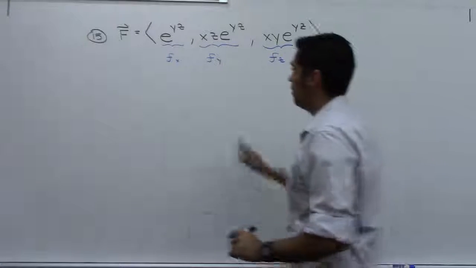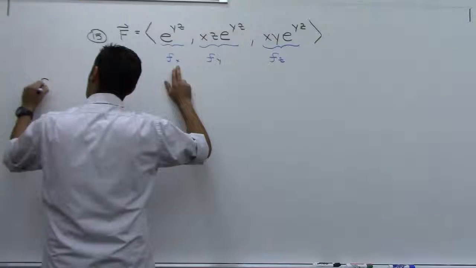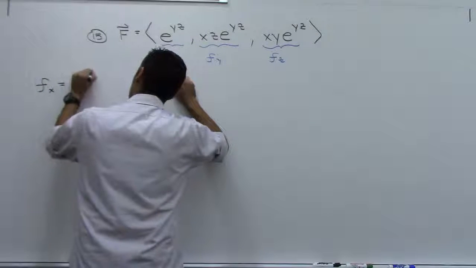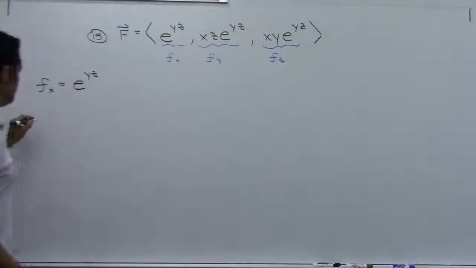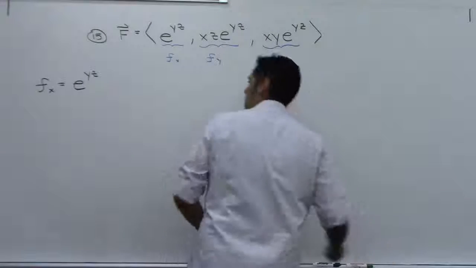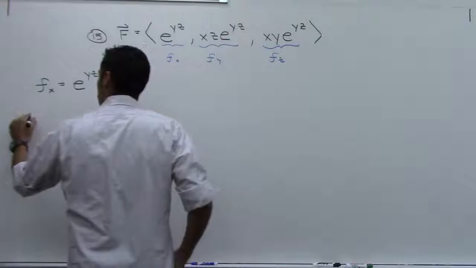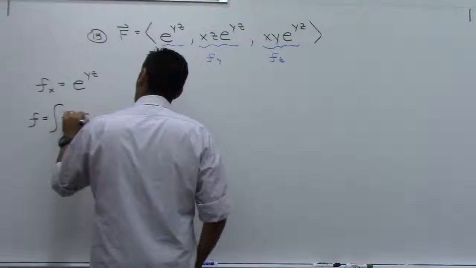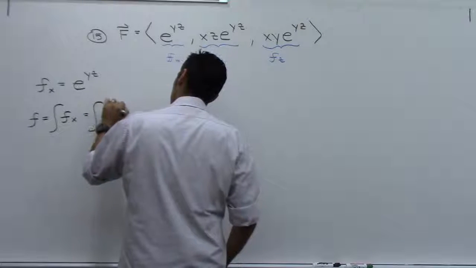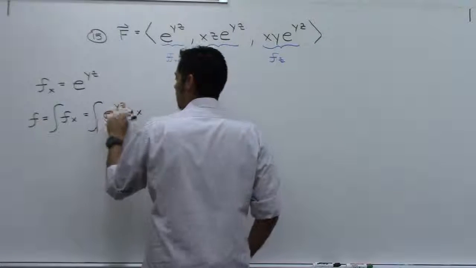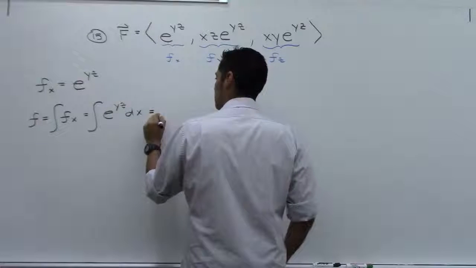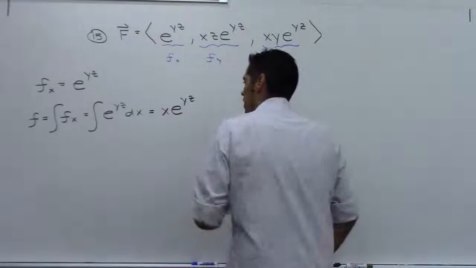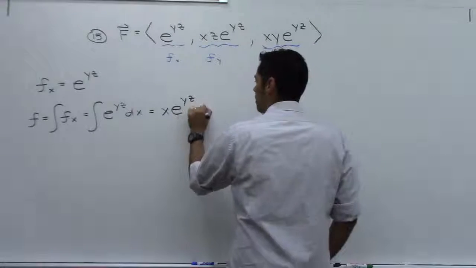So beginning with this first piece of information, knowing that the partial with respect to x of the scalar function f is e to the yz, then if I integrate both sides with respect to x, that'll give me f. So f will be equal to the integral of this with respect to x. And since x isn't in here, that's just a constant. So this is going to be x e to the yz. That's what f is, plus some constant of integration.